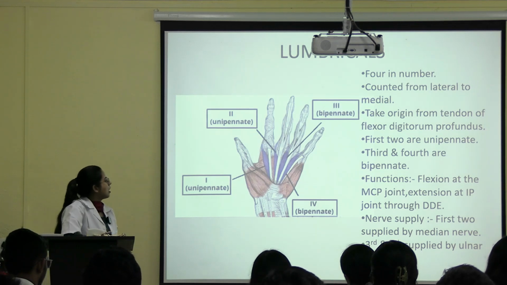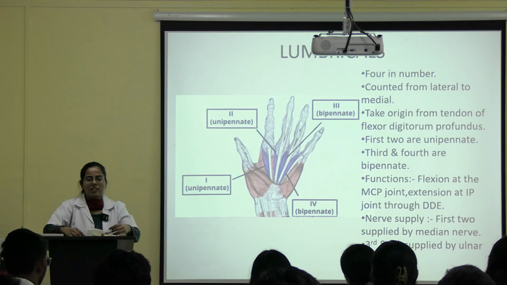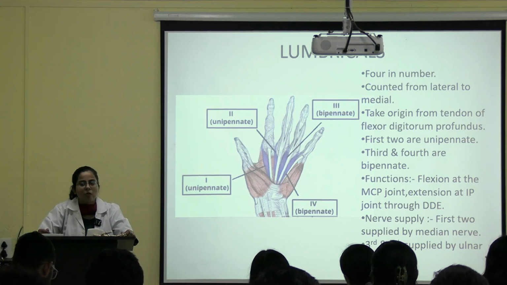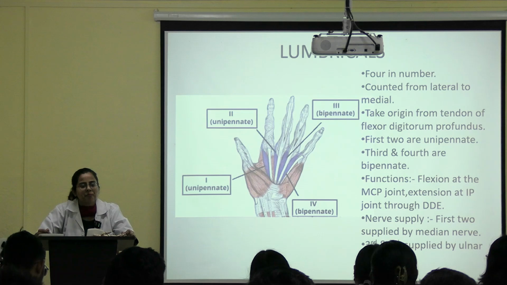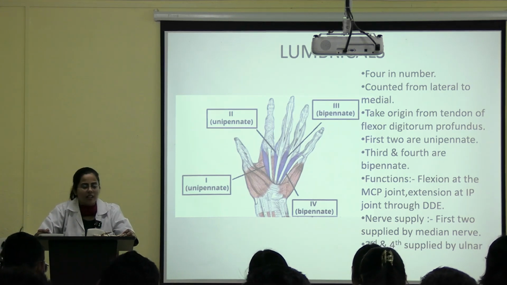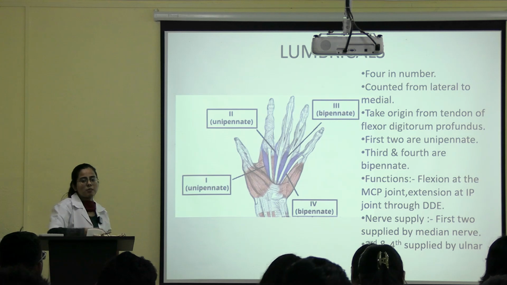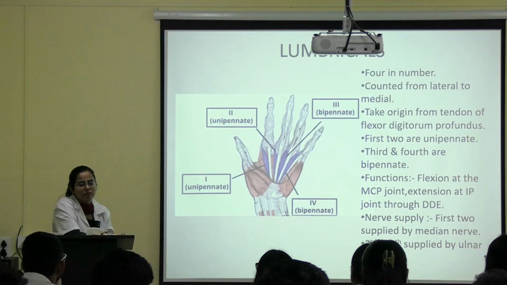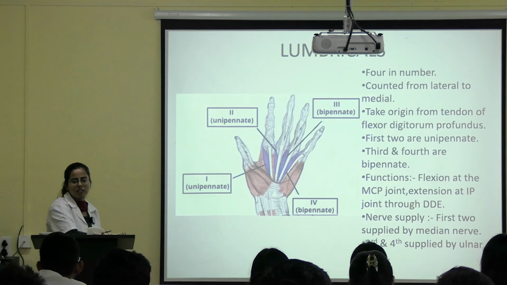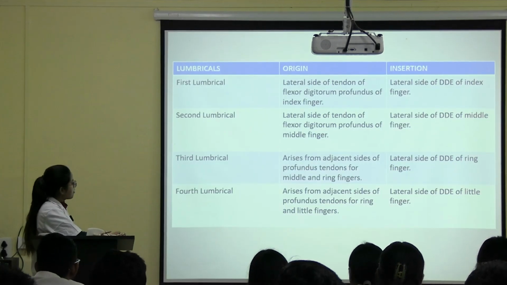Clear? Now, can you tell me what the thenar muscles are supplied by, except adductor pollicis? Median nerve. Adductor pollicis supplied by? Ulnar nerve. Hypothenar muscles supplied by? Ulnar nerve. Palmar and dorsal interosseous muscle? Ulnar nerve. First and second lumbricals? Median nerve. Third and fourth? Ulnar nerve. Clear?